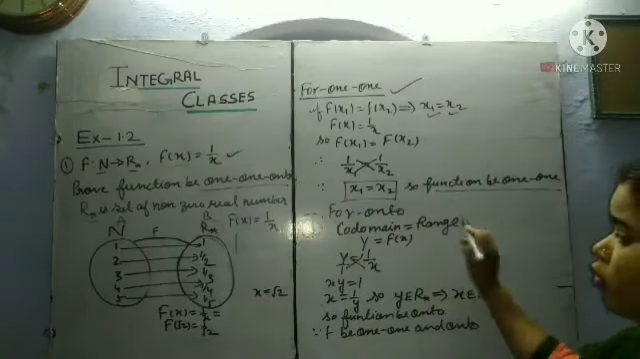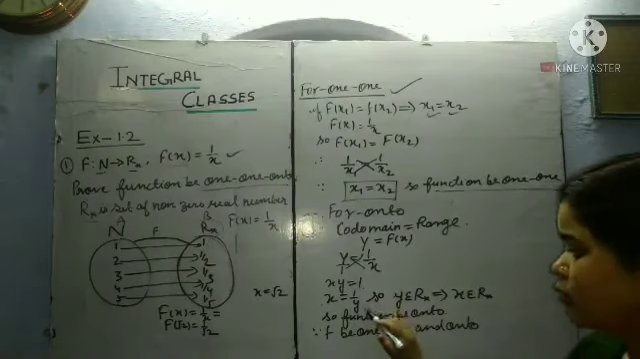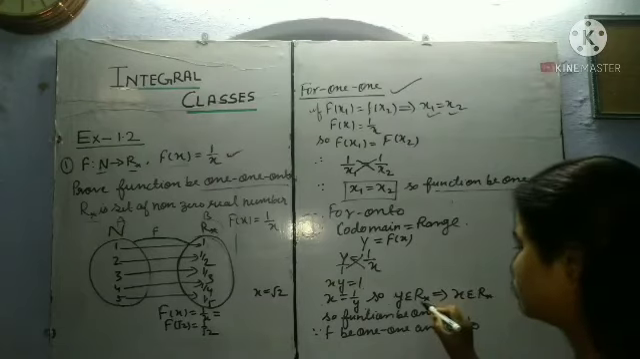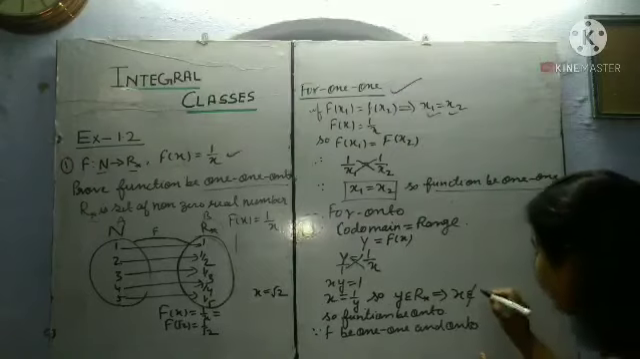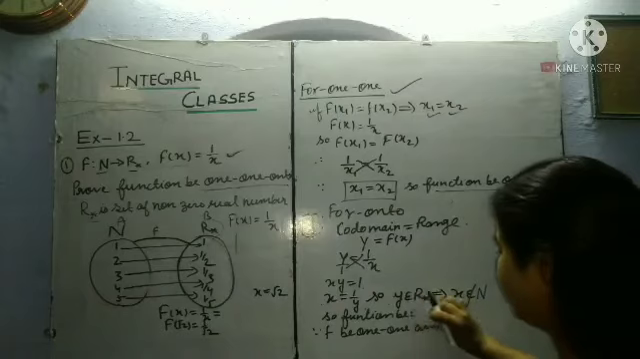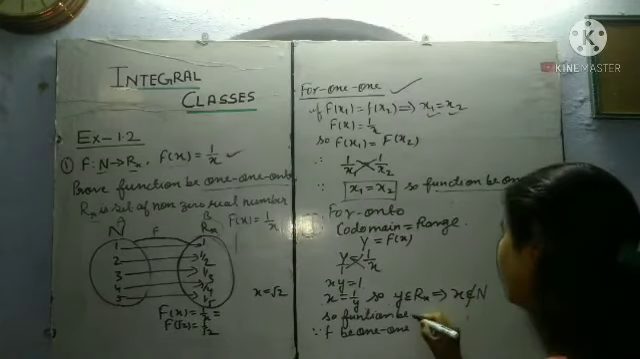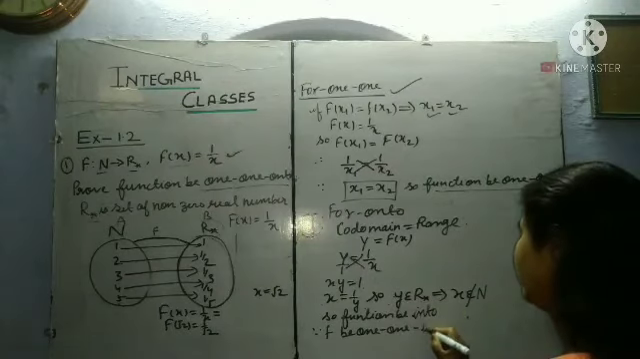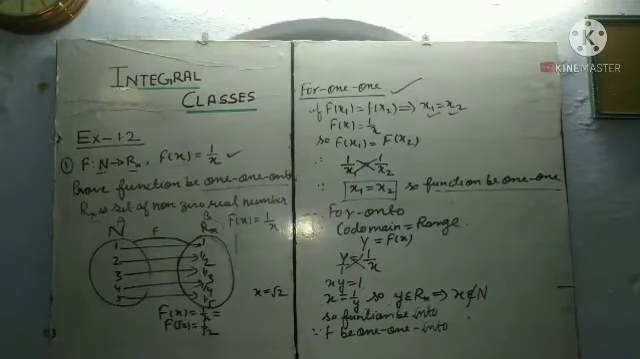Now for onto: codomain equal to range. So now we will get x equals x upon y. If we write y belongs to R star, then we will not get x belongs to natural numbers. So the function is not onto, it will be into. So the answer is: the function is one-one and into. Now question number 1 is complete.